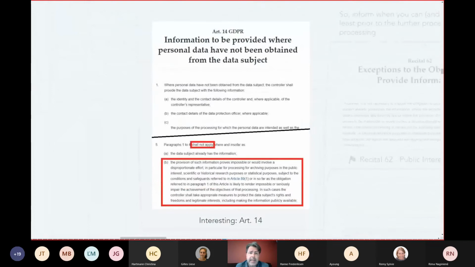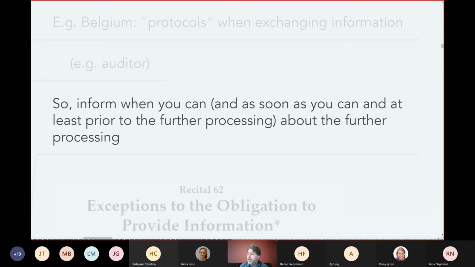Interesting also here is that, in particular for research purposes, and in case you did not get the information directly from the data subject, for instance, if your organization got data from another organization, from a hospital, then very often, in case of research, there are some interesting exceptions. And the rule of thumb is that if you can inform your data subjects, you should do it. But if it's impossible to inform, then actually you do not need to inform them on a one-by-one basis.